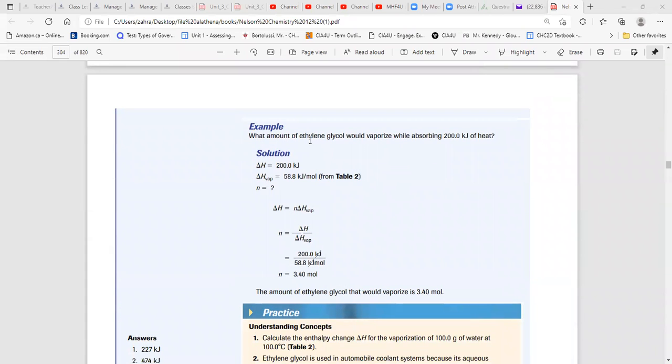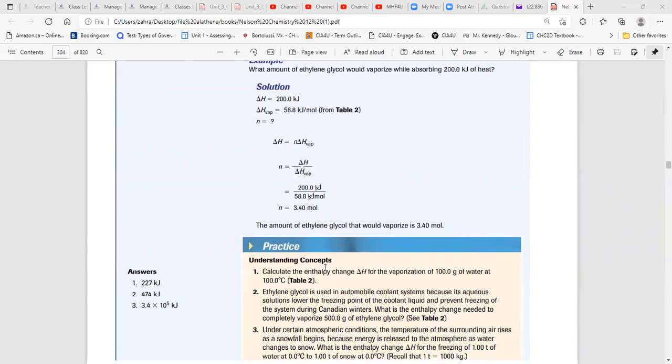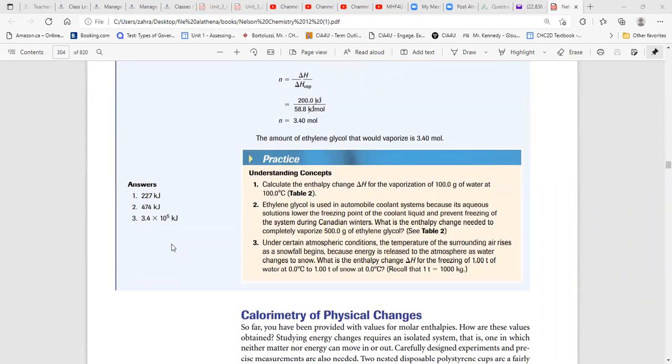Okay, there is another example. What amount of ethylene glycol would vaporize while absorbing 200 kilojoule of heat? The molar enthalpy of vaporization of ethylene glycol is 58.8 kilojoule per mole. Knowing the heat absorbed is 200 kilojoule, we can find N. Delta H is N times molar enthalpy. Rearranging for N, it is delta H over molar enthalpy, and you just substitute the numbers. You will get moles is 3.4. So you can do questions 1, 2, and 3.